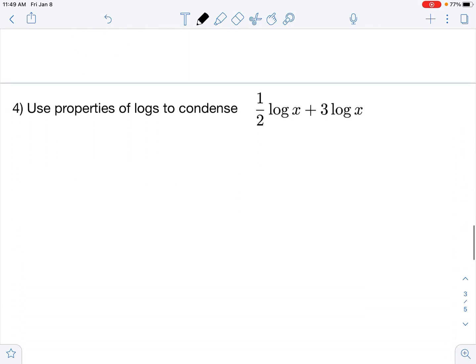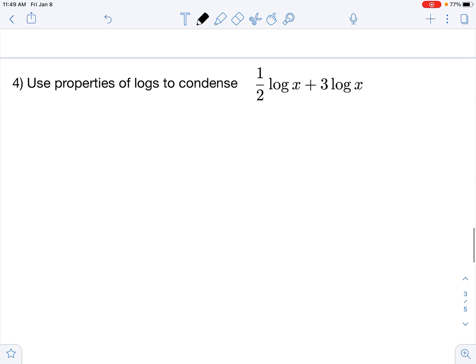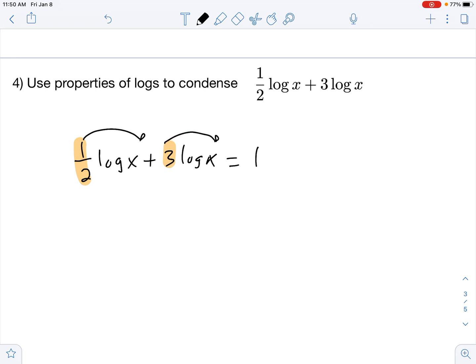All right, now let's go the other way. Let's go ahead and condense this log. So what I'm going to do, I'm just going to rewrite it here quick. So notice I have these terms in the front, the multiplication, so I can bring those up here as the exponent. So this would be log x to the 1/2 plus log x to the third.